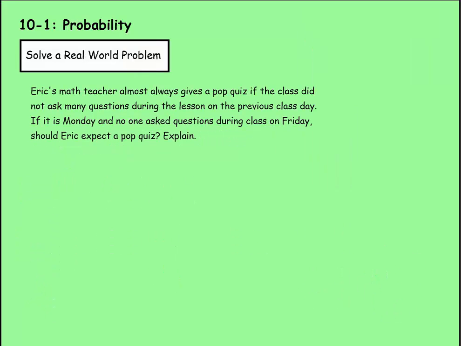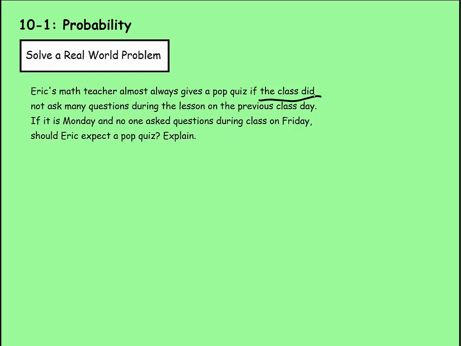Now we can solve a real world problem. It says Eric's math teacher almost always gives a pop quiz if the class did not ask many questions during the lesson on the previous day. That's interesting. Kind of like that. If it is Monday and no one asked questions during class on Friday, should Eric expect a pop quiz? And then we need to explain.